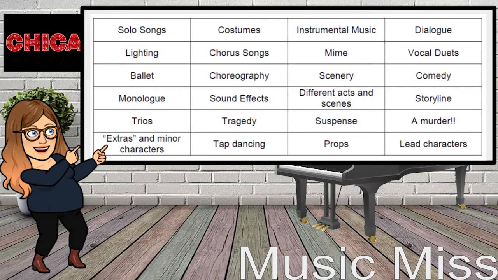So, solo songs, costumes, instrumental music, dialogue. Second line says lighting, chorus songs, mime, vocal duets. Third line says ballet, choreography, scenery, comedy. Next line says a monologue, sound effects, different acts and scenes, storyline. Then we've got trios, tragedy, suspense, and murder. And final line says extras and minor characters, tap dancing, props, and lead characters.